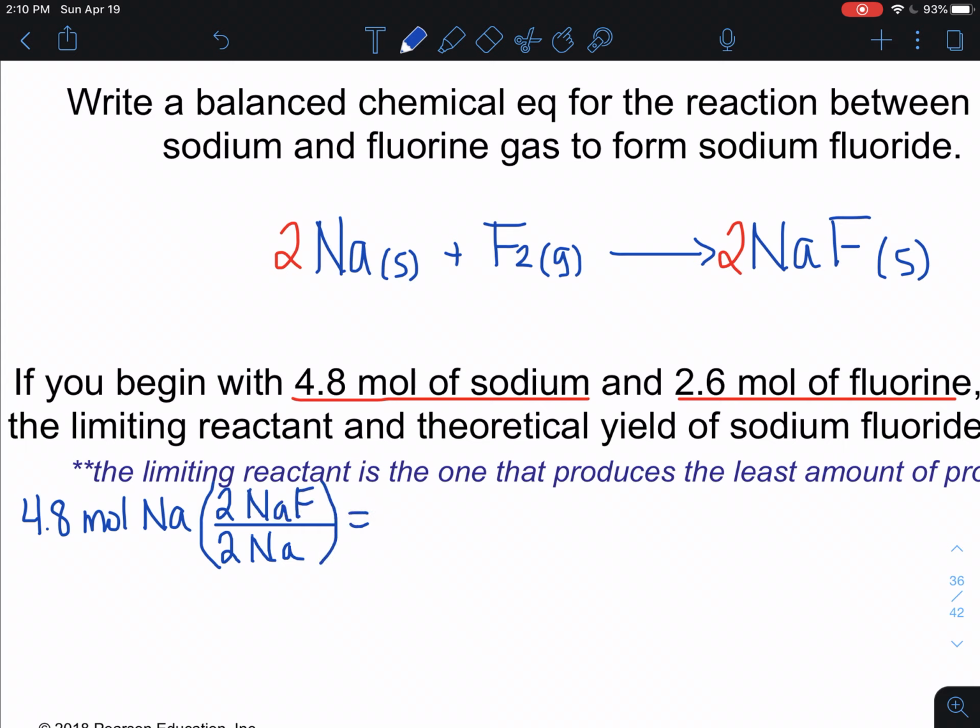I didn't put mole there, so mole cancels, right? And we're going to get out 4.8 mole.